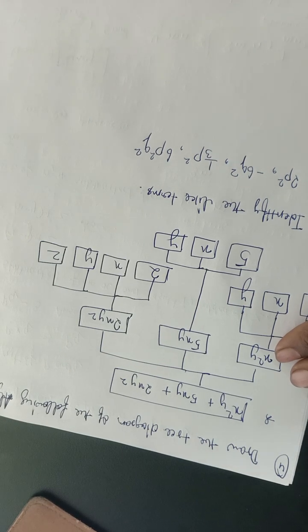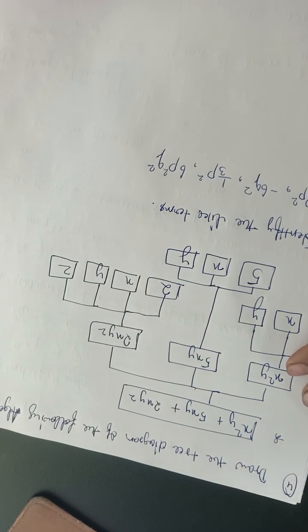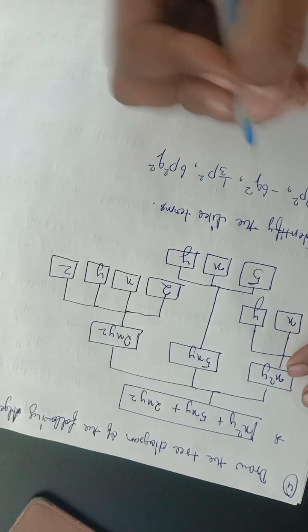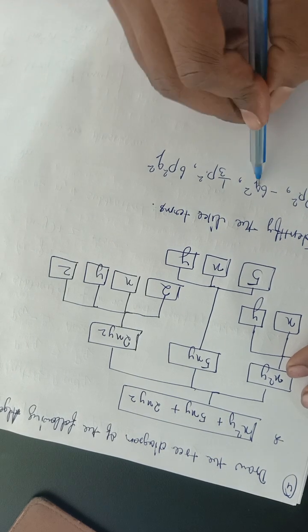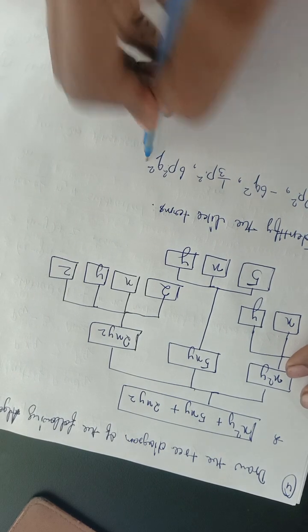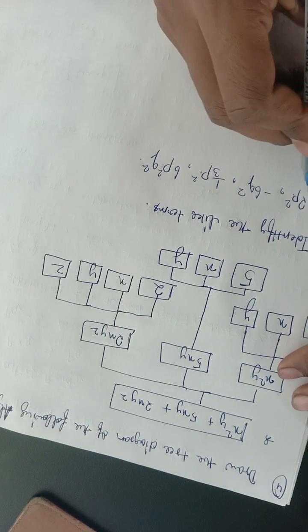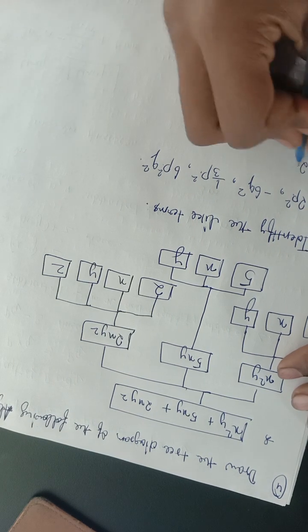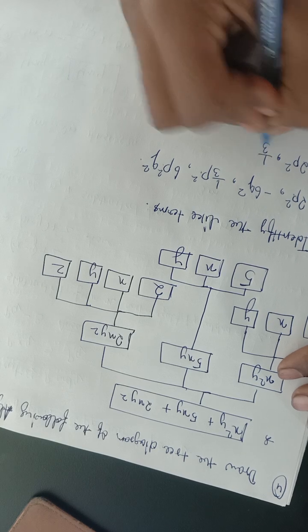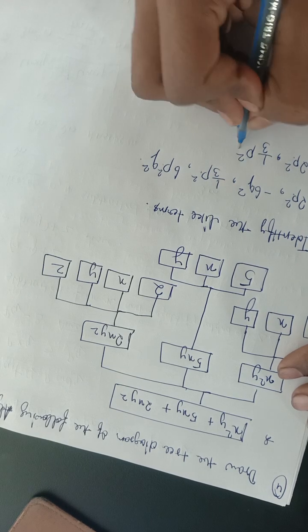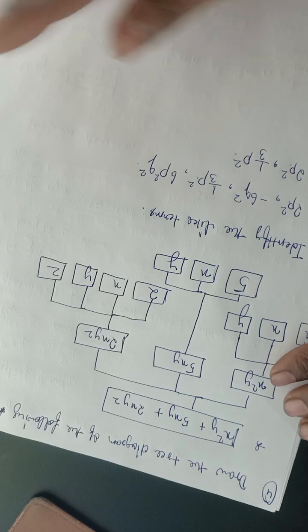Here, p square and p square are there, but here q square is there, and here it is p square q square. So obviously we will have only two like terms, that is 2p square and 1 upon 3 p square. Why? Because these two have p square, so they are like terms, and the others are unlike terms.